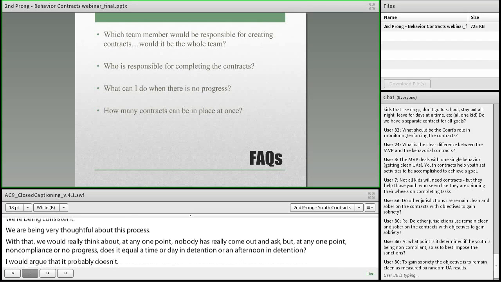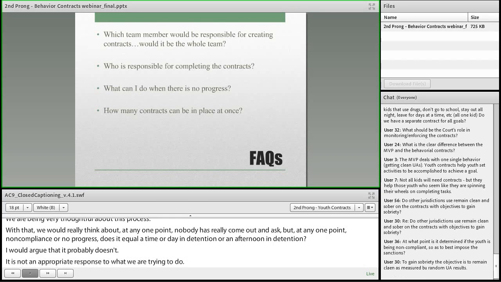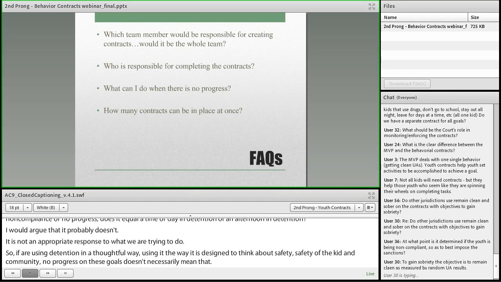So if we're using detention in a thoughtful way, using it the way that it's designed, to think about safety of the kid and community, no progress on these goals doesn't necessarily mean that, because once they've been put into detention, they actually can make no progress on these goals. So it's counterintuitive. So you're going to be very thoughtful about what that progress means, what that no progress means.